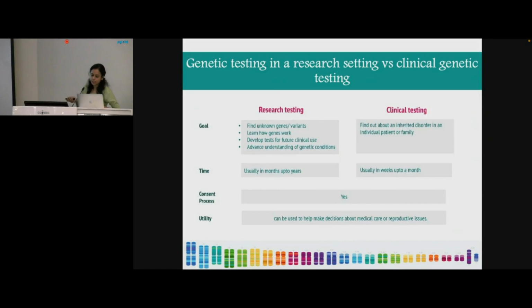Because of the exhaustive workup and procedures, the time taken for research testing is very significant. It can be from months up to years. While in the case of clinical testing, you can find out an inherited disorder in an individual patient or a family within a week, or you can say within a month. But one thing is common: consent is very important, whether you are doing it for research purposes or in a clinical setting. And the utility is that both kinds of tests can be used to make decisions about medical care or reproductive issues.